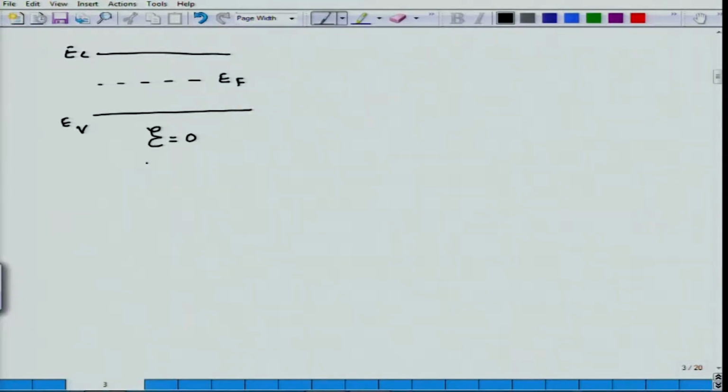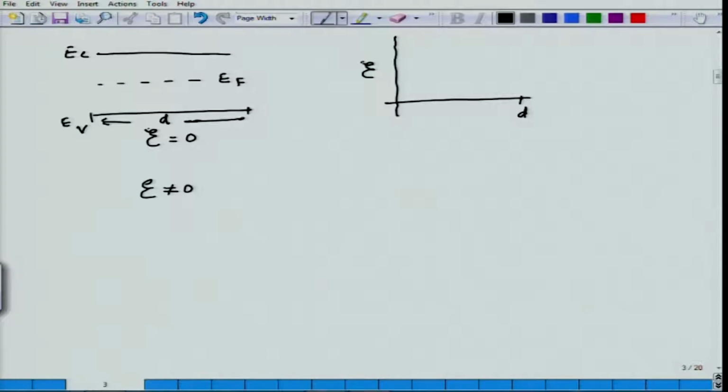Now, I go to a situation where I have applied a field E which is not 0, and if E is not 0 and I plot in this semiconductor, what is happening? In a semiconductor of, let us say, distance x at this end, distance d. If I have applied a field and there is no drop of field at the contacts, then the field inside the semiconductor is constant and it is given by this value E.